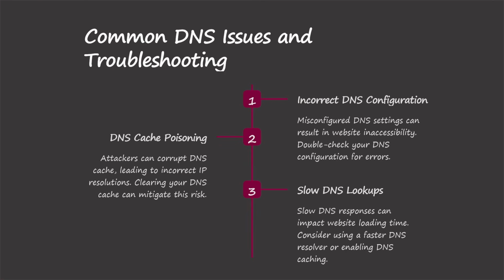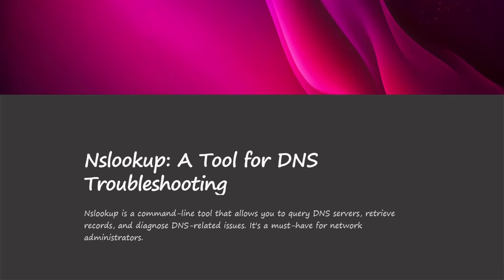So here are some common DNS issues and troubleshooting. Incorrect DNS configuration: if misconfigured, DNS settings can result in website inaccessibility. Double check your DNS configuration for errors. DNS cache poisoning: attackers can corrupt the DNS cache, leading to incorrect IP resolution. Clearing your DNS cache can mitigate this risk. And slow DNS lookup can impact website loading time. Consider using a faster DNS server or enabling DNS caching.